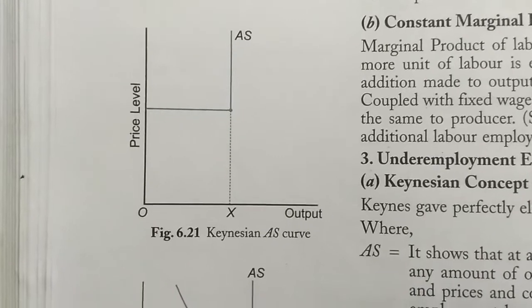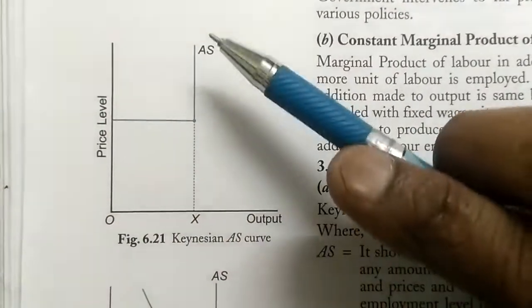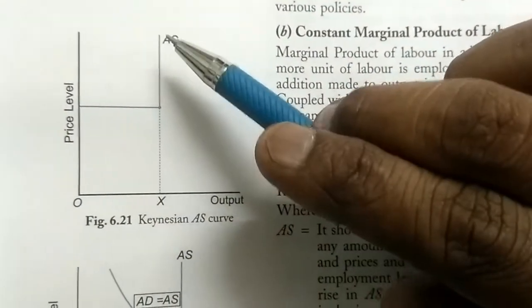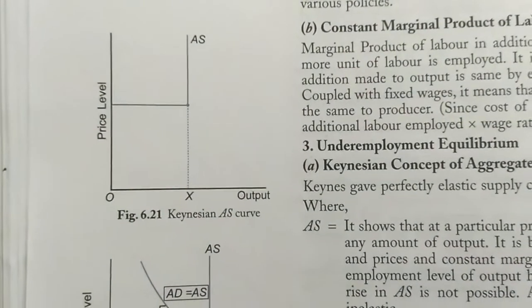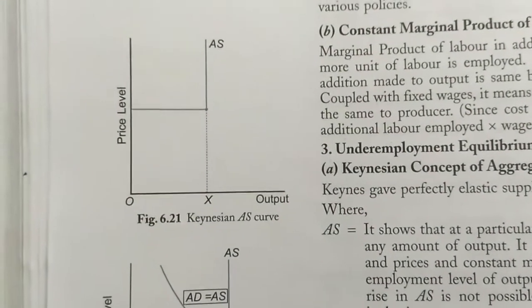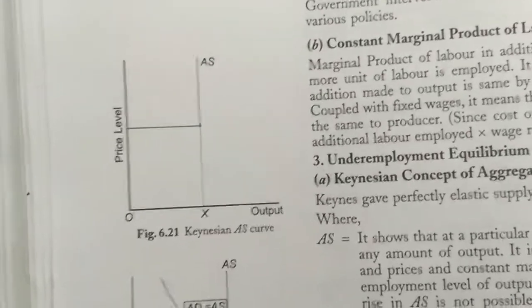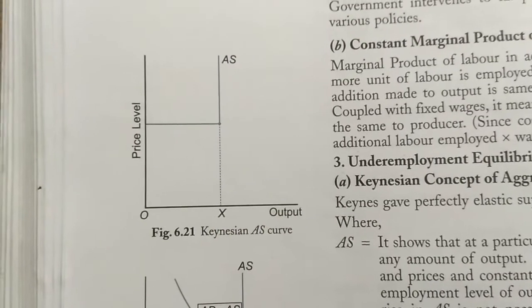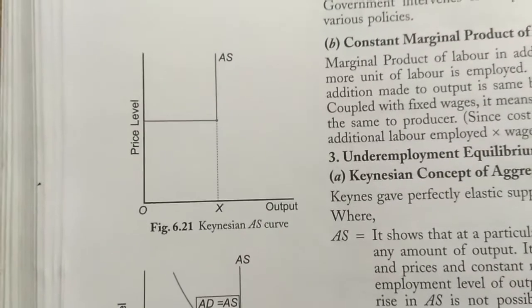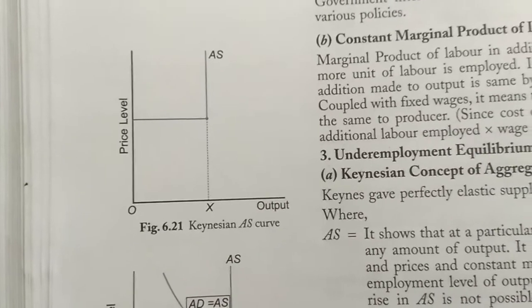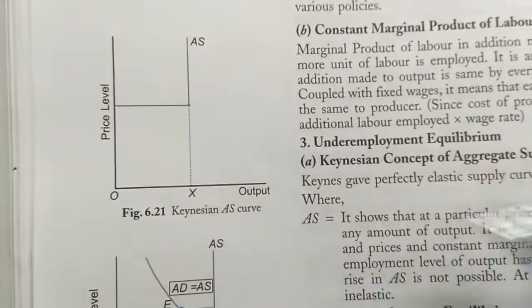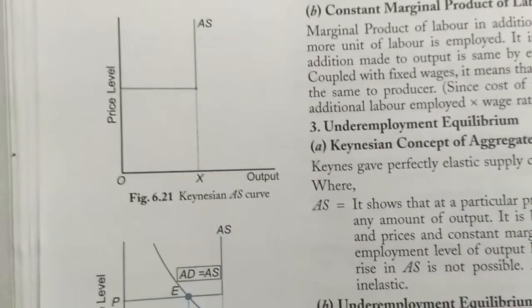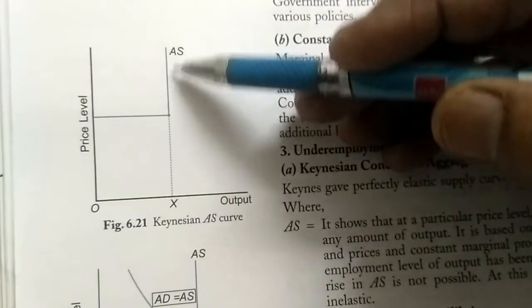Keynes gave a perfectly elastic supply curve. This is the AS curve. It shows that at a particular price level, firms are willing to produce any amount of output. It is based on the assumption of rigid wages and prices and a constant marginal product of labor. Once the full employment level of output has been reached at OX, a further rise in aggregate supply is not possible. At this point, AS becomes perfectly inelastic.